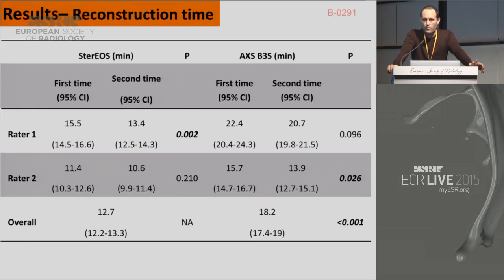The reconstruction time was higher using biomod with a mean of 18 minutes, whereas it was around 13 minutes using stereos. However, you can see a high variation in reconstruction time between the two raters. Indeed, rater 2 had a mean reconstruction time of 14 minutes, whereas rater 1, it was 21 minutes.